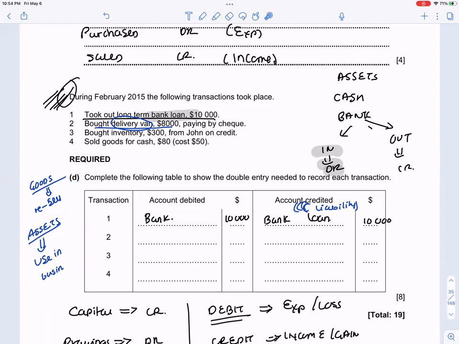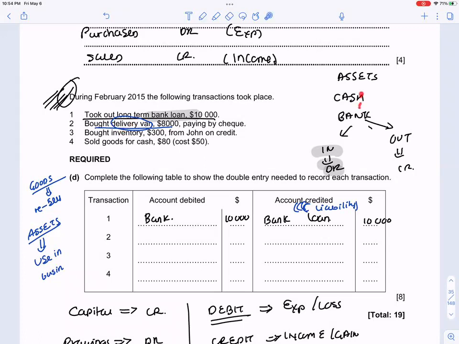So delivery van is goods or asset? It's a good, I think. No, the delivery van will be assets. Why? Because you can't resell a delivery van. Because you're going to use it. Again, assets you use and goods you resell. So delivery van is asset or goods? Asset. Why? Because you use it.